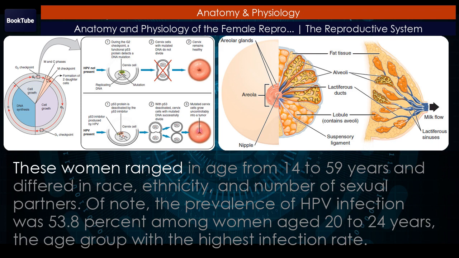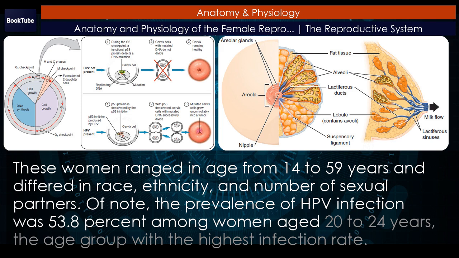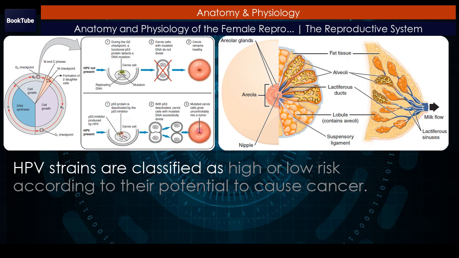These women ranged in age from 14 to 59 years and differed in race, ethnicity, and number of sexual partners. Of note, the prevalence of HPV infection was 53.8% among women aged 20 to 24 years, the age group with the highest infection rate. HPV strains are classified as high or low risk according to their potential to cause cancer.